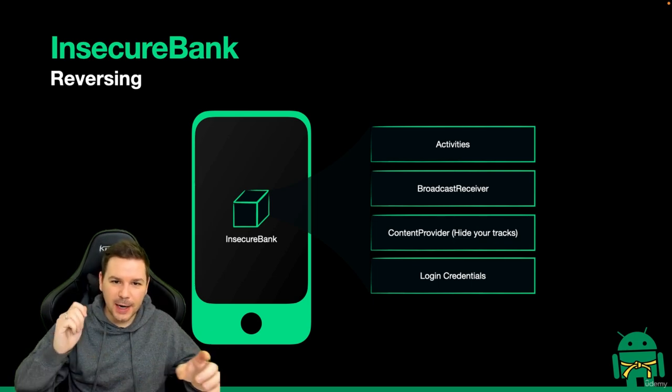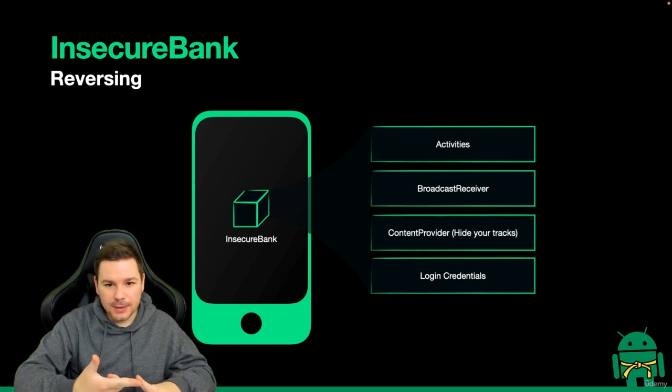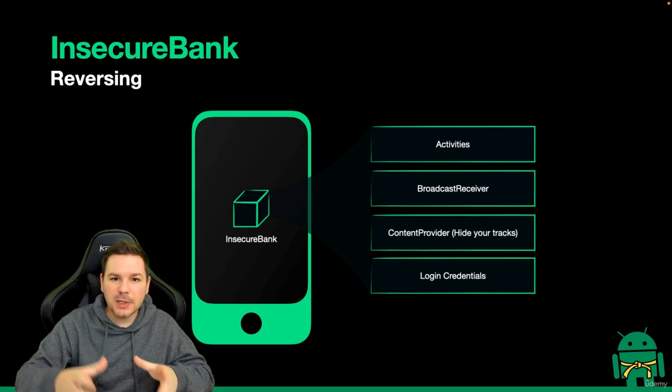So we are looking for insecure activities, broadcast receivers, and content provider services, login credentials which are stored inside there, and stuff like this. So this challenge is pretty amazing because it will reflect some real-world applications and their misconfigurations or coding errors. And therefore we now understand everything here to exploit them.